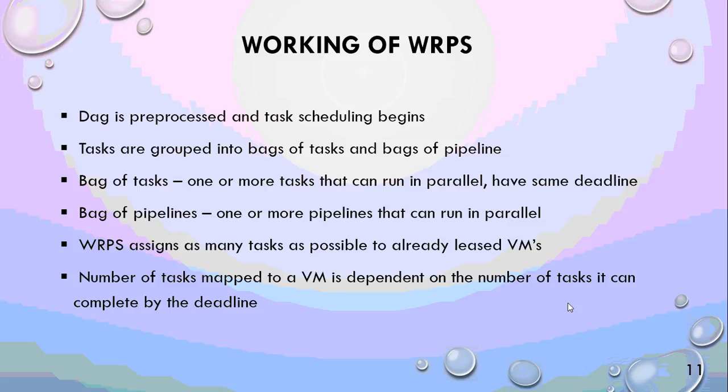Obviously, we do not want to lease more virtual machines which will incur higher cost. Therefore, it tries to assign tasks to the machines that have already been leased. And how does it assign tasks? It depends on how many tasks a virtual machine can process and complete by the deadline.